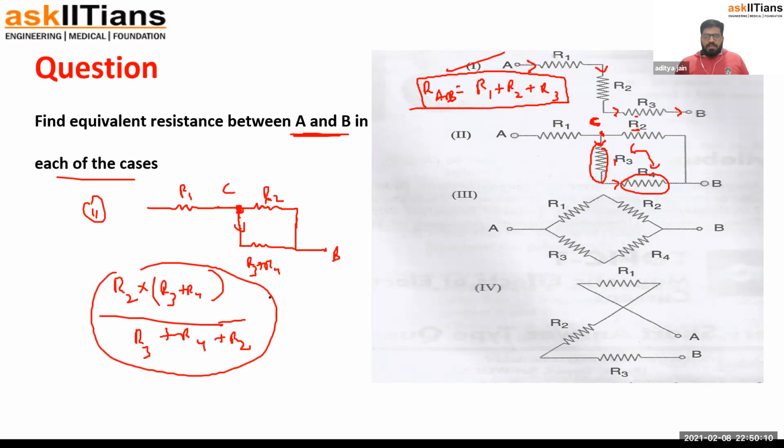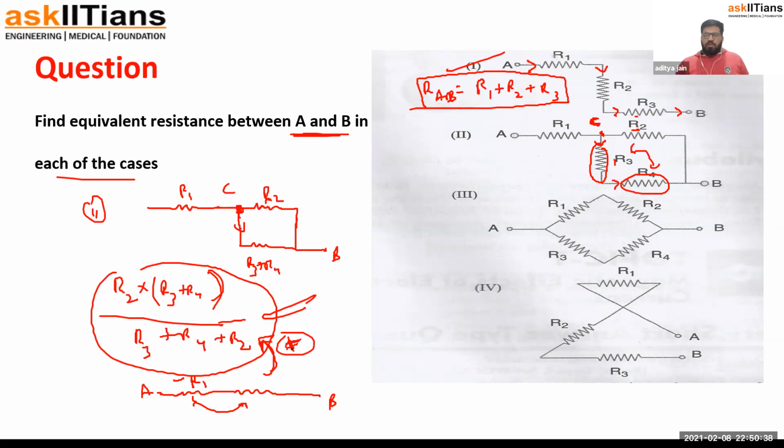So I can replace these two with the equivalent resistance. This is R1, this was point A. The equivalent combination of these two resistors is a bigger quantity: R2 into (R3 plus R4) over (R2 plus R3 plus R4). Now one is R1 and the second is this bigger quantity. These two are in series, so you simply add them.